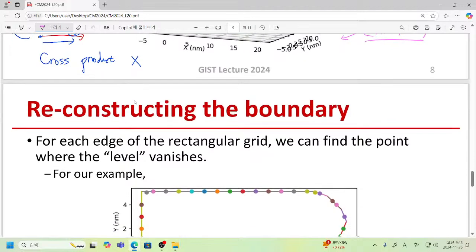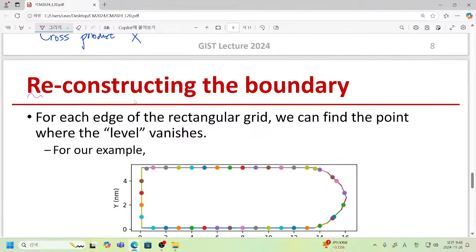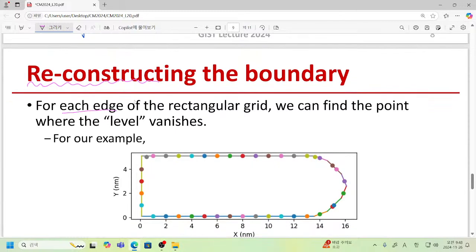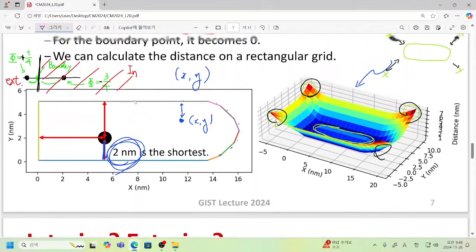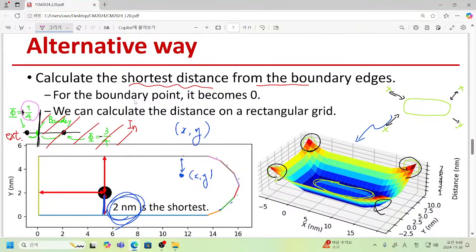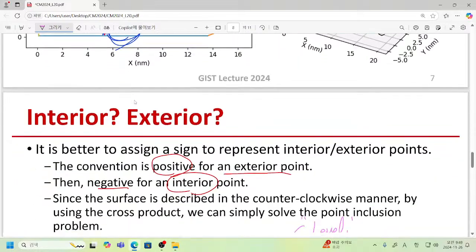Then once you have the level function, how can we reconstruct the boundary? Eventually we must reconstruct the boundary for our later use. Then how can we do that? For each edge of the rectangular grid, please just make an interpolation. As we did in this case, if we have two different values, then please try to find the zero crossing point, and that zero crossing point is found.